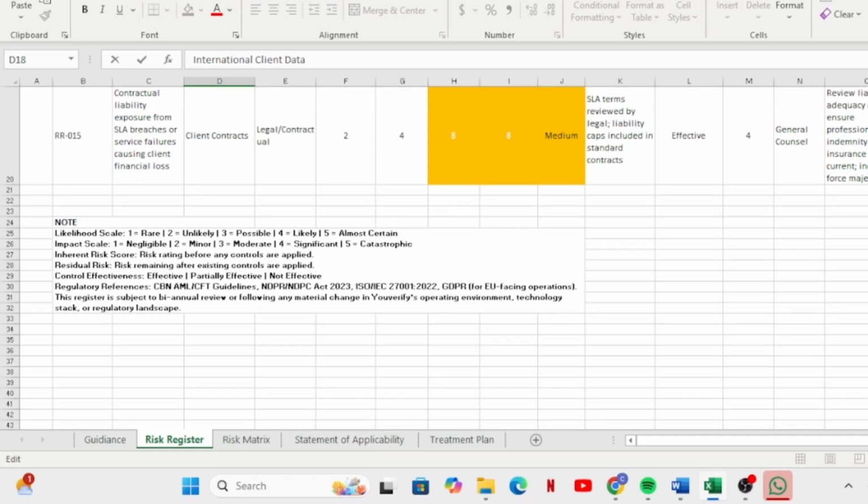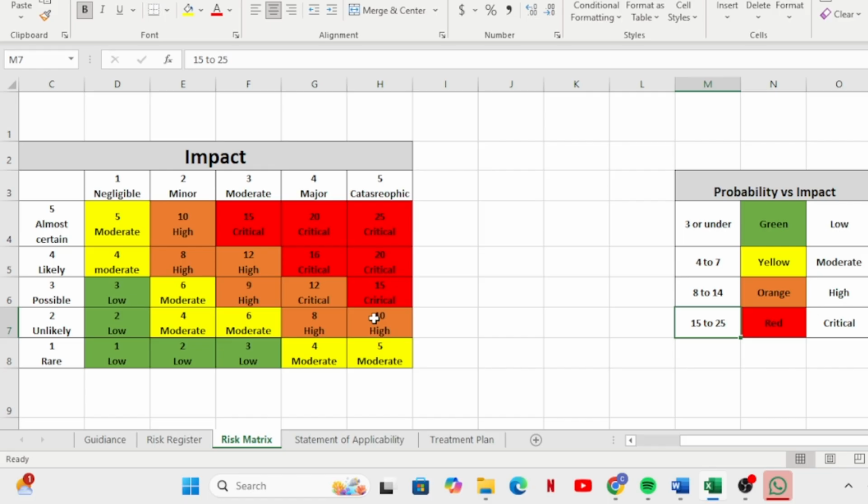Note the likelihood scale: one is rare, like I said in my guidance, almost the same thing that we still have here. Then let's move to our risk matrix. We already know how to conduct our risk matrix, right? We go from rare times negligible, unlikely times minor, possible times moderate, likely times major, almost certain times catastrophic. Let's use possible for example.